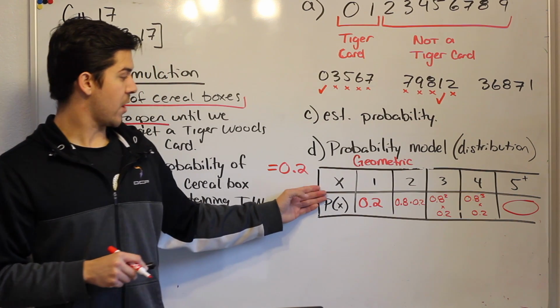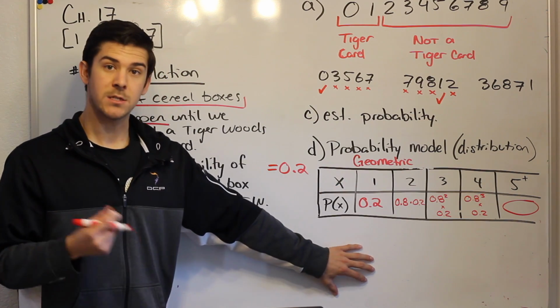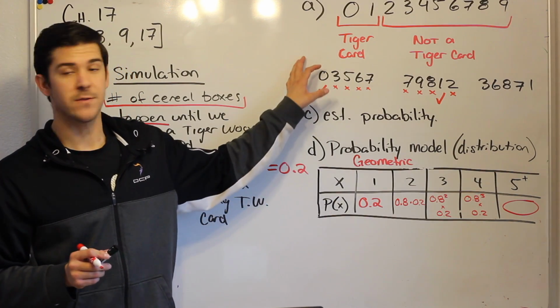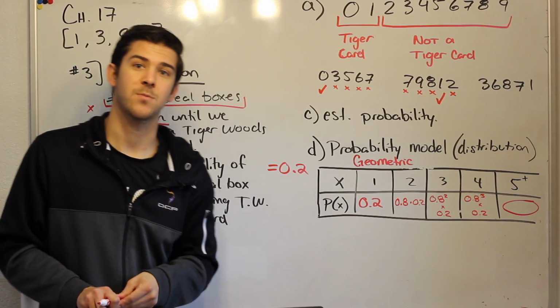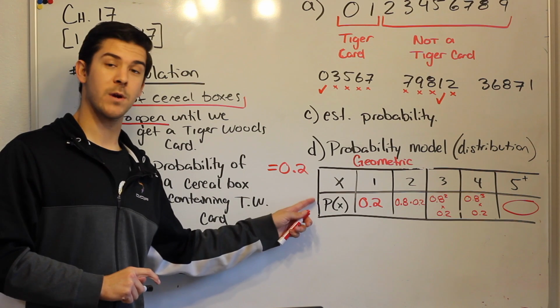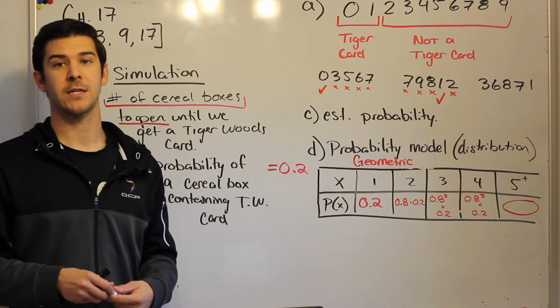Part E wants you to describe the difference between this model and the solutions we get for the estimation of us pulling a Tiger Woods card and what we did here for the simulation. But for the purpose of this practice problem, it's okay if we didn't get to that point. This is what we're going to need moving forward as we start understanding the geometric model.